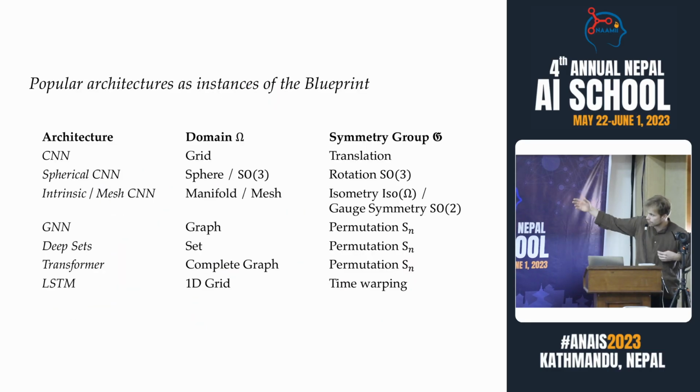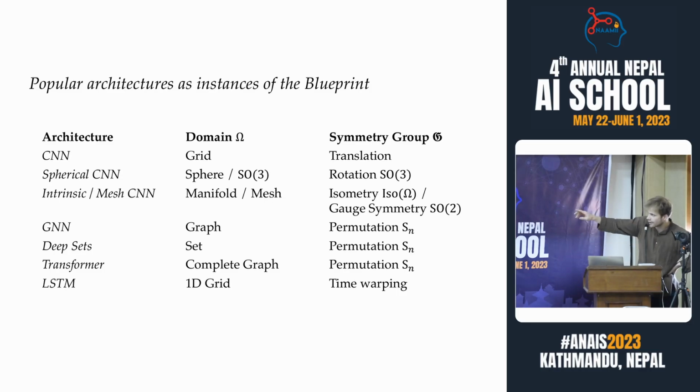So here you have a table with different architectures on the left, the domain, and the symmetry group. So really seeing all of these architectures as the geometric deep learning blueprint. We've been through CNNs, spherical CNNs, a bit through GNNs, and we've seen deep sets. Now I think you had a lecture on transformers.